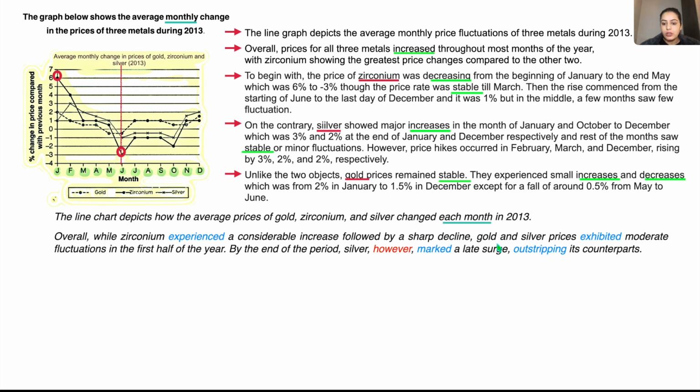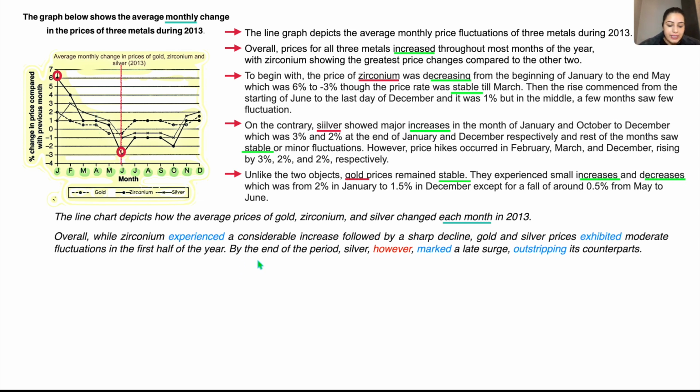And if we talk about gold and silver, prices exhibited moderate fluctuations. So the first half of the year means we are talking about all three things. We have mentioned zirconium, and now we are going to talk about gold and silver. They exhibited moderate fluctuations, because we know that in the overview we are not able to write by how much percentage it increased or decreased. So we just have to find the overall transformation. That's why we say silver and gold both exhibited moderate fluctuations, not sharp or dramatic like zirconium experienced.